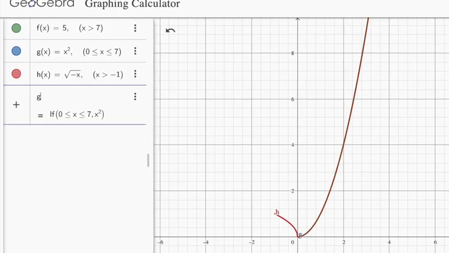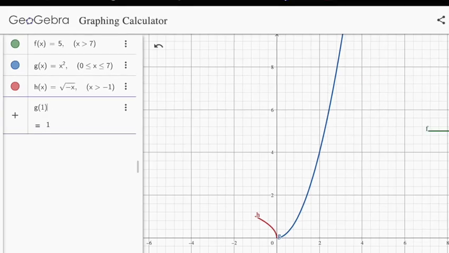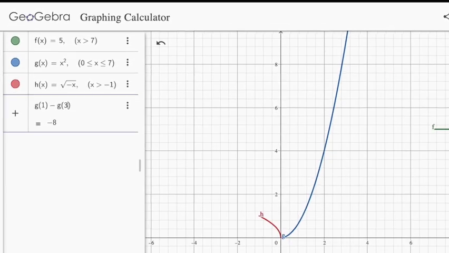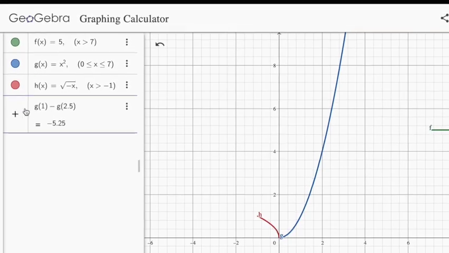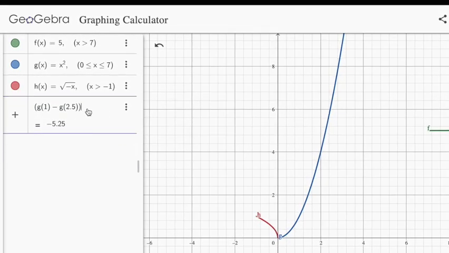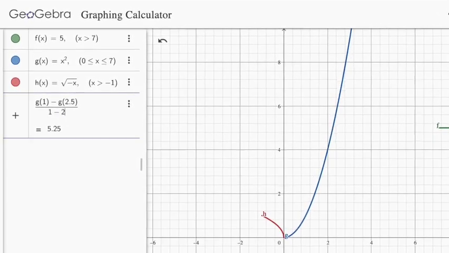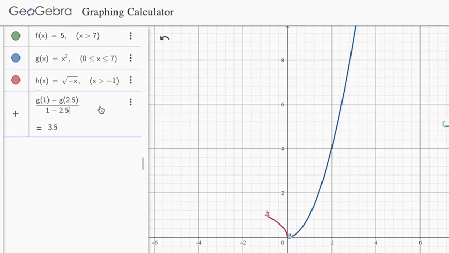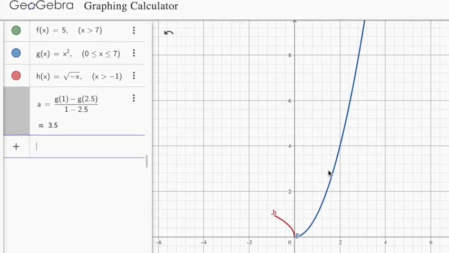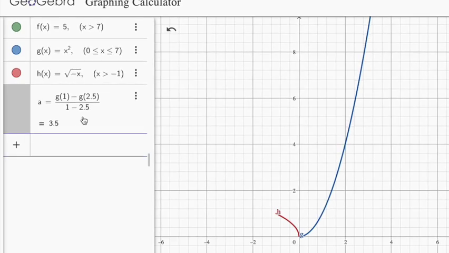So I'm going to do g of 1 minus g of 3. Oh no, we said 2.5. Let's go to 2.5. And I'm going to put this in parentheses. Right now it's calculated the numerator, but now I'm going to tell it to divide by 1 minus 2.5. When I hit enter, it's going to give me the average rate of change from 1 to 2.5 because I've already defined these functions so that it does the work for me.